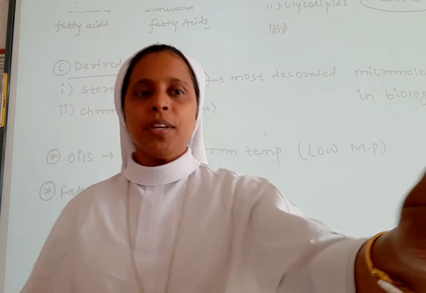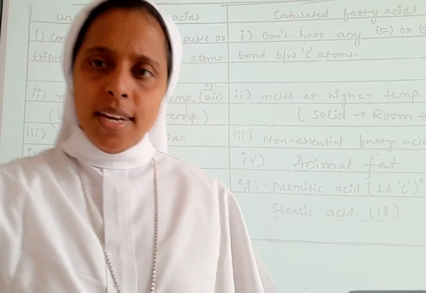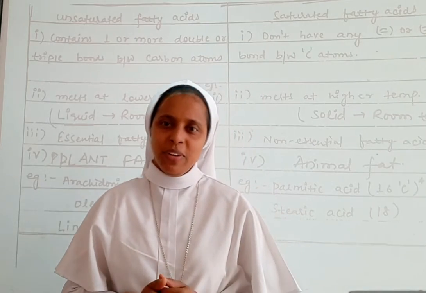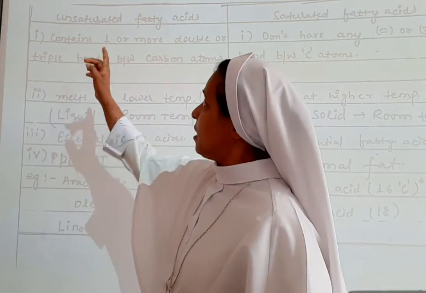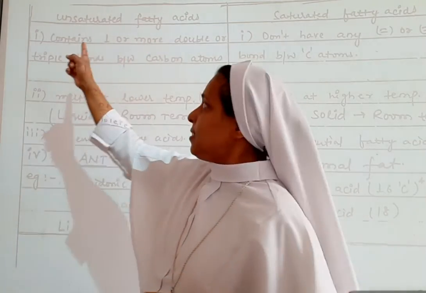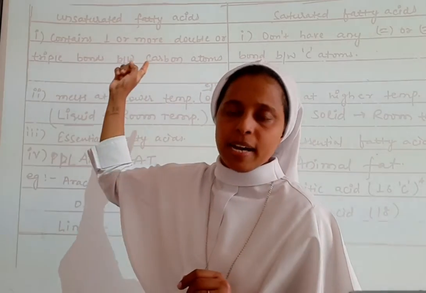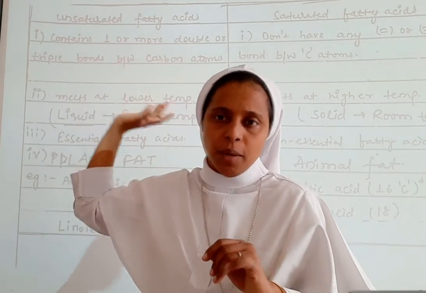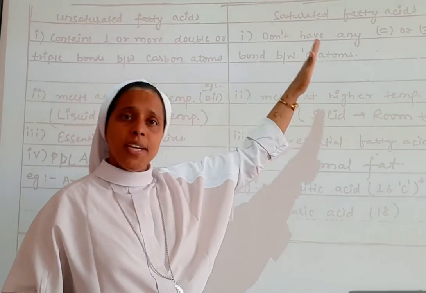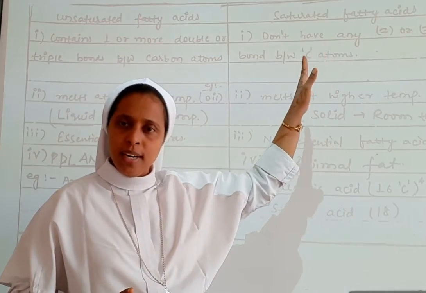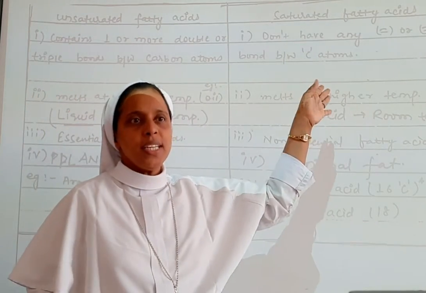Now let us learn the differences between saturated fatty acids and unsaturated fatty acids. Unsaturated fatty acids contain one or more double or triple bonds between the carbon atoms. Here it is formed with the double bond. Saturated fatty acids are formed with single bonds and don't have any double or triple bond between the carbon atoms.